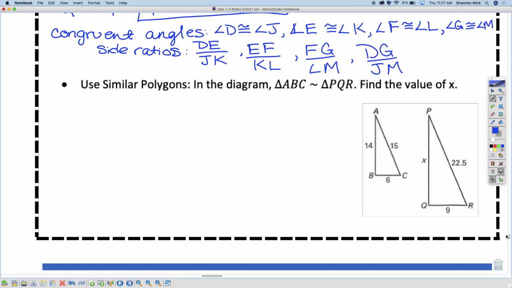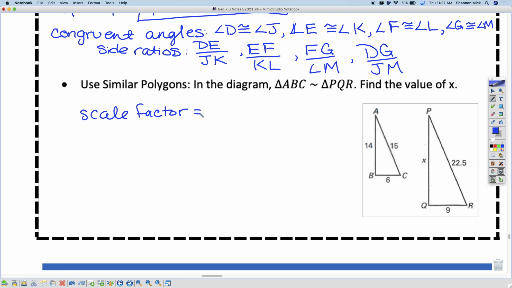Okay, so it says find the value of X. So we know they're similar, right? So we can just find a scale factor. What sides would you like to use to find your scale factor? 14 over AB and X. We don't have X yet. So what side do you want to use? We'll do 6 over 9. Here's a helpful hint.